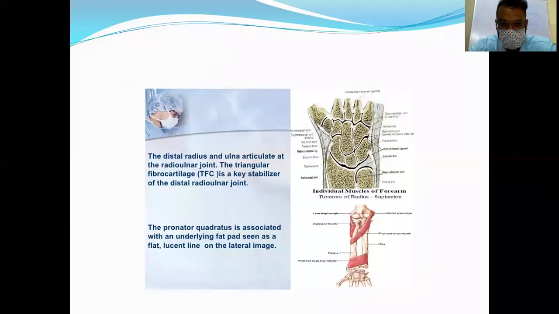The distal radius and ulna articulate at the distal radio-ulnar joint. The distal radio-ulnar joint is stabilized by the triangular fibrocartilage, which is a key stabilizer of the joint. Pronator quadratus is associated with an underlying fat pad, which is seen as a lucent line on distal X-rays.